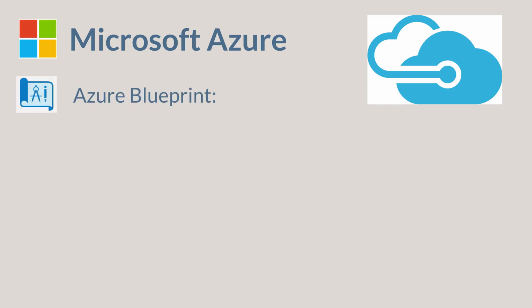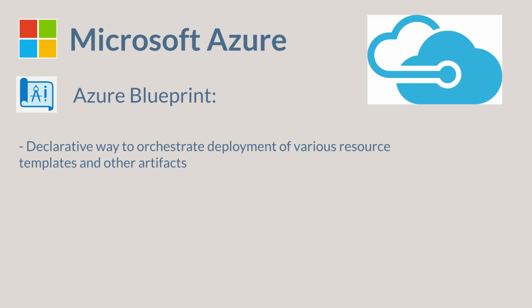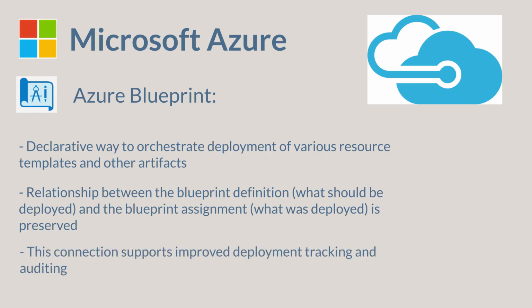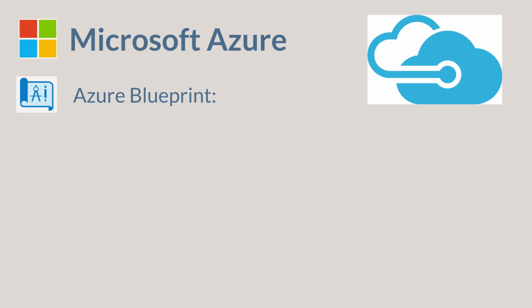Azure Blueprint is a declarative way to orchestrate deployment of various resource templates and other artifacts. With Azure Blueprint, the relationship between the blueprint definition, what should be deployed, and the blueprint assignment, what was deployed, is preserved. This connection supports improved deployment tracking and auditing. Usage scenario.